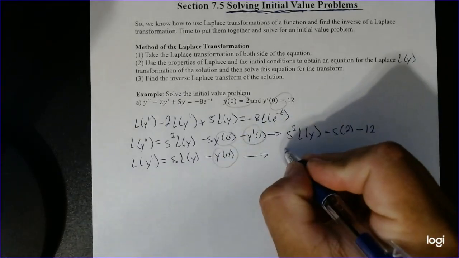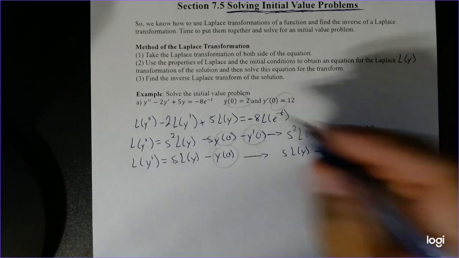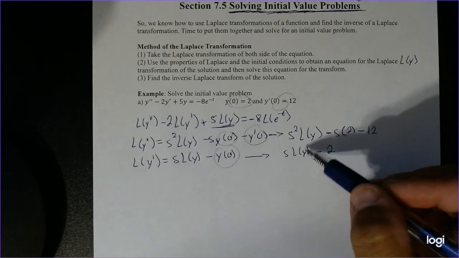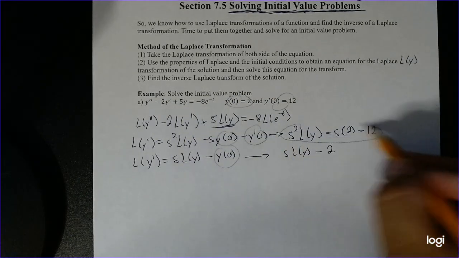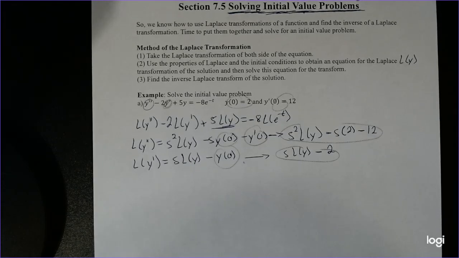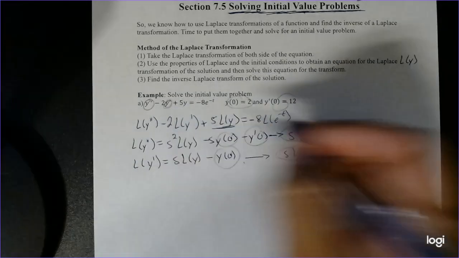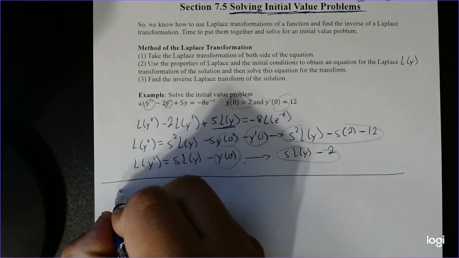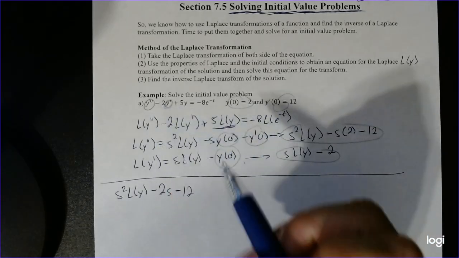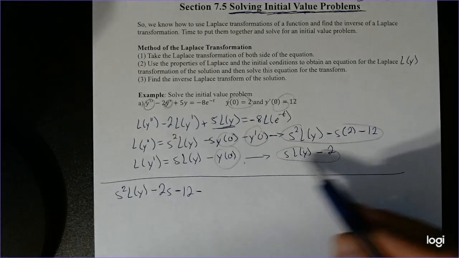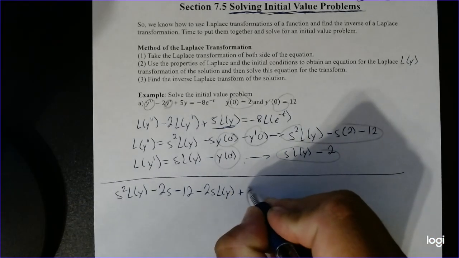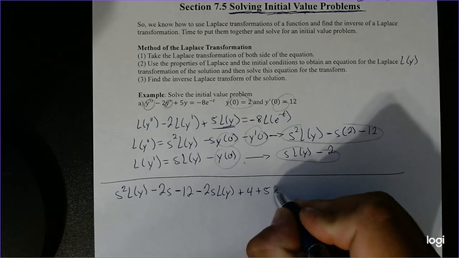And the first derivative part is going to be s times L of y minus y of 0, which is 2. And this is just going to be itself; that's not changing anything. So now, resubstituting everything where it's supposed to be, this part gets replaced with that, and this part gets replaced with that. I'll talk about the right-hand side in a little bit, but let's just do the left for now. So now we have s squared L of y minus 2s minus 12. This is for the first part. And then minus 2 times the distribution of this, and this becomes positive 4. And then finally plus 5 times L of y for this part here.